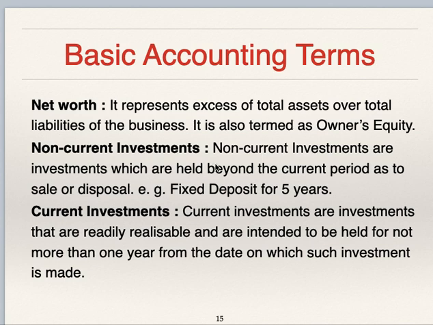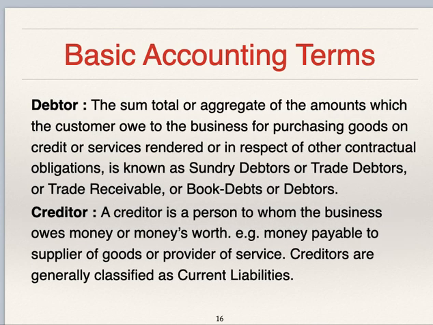Non-current investments. Investments are of two types, current investments and non-current investments. Non-current investments are investments which are held beyond the current period as to sale or disposal. For example, a fixed deposit for 5 years. Current investments are investments that are readily realizable and are intended to be held for not more than 1 year from the date on which the investment is made. So, if an investment is held for a period of 1 year or shorter, then it is a current investment. If it is beyond 1 year, then it is known as a non-current investment.